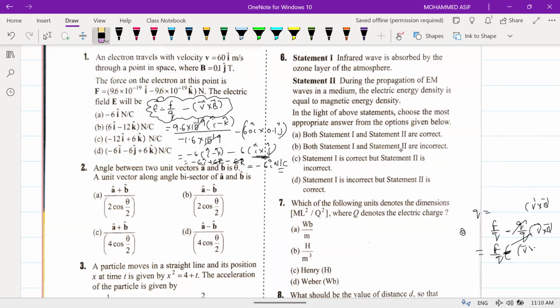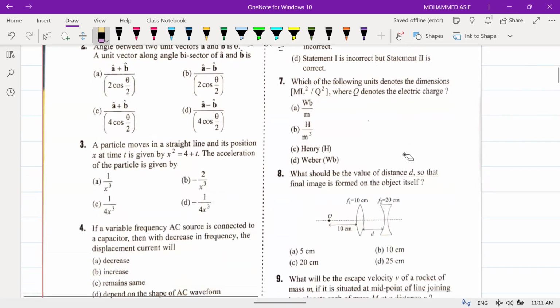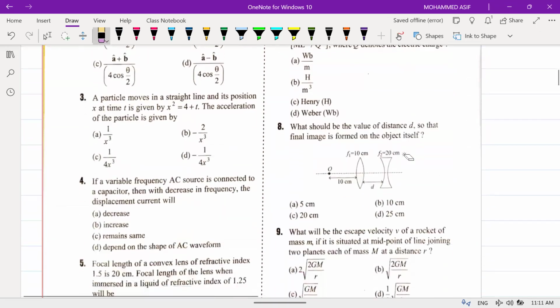Sure. Next one is unit vectors. If you are able to do it, try to do it out. But let us try to go for the next one. Next one is current kinematics and question number 4.